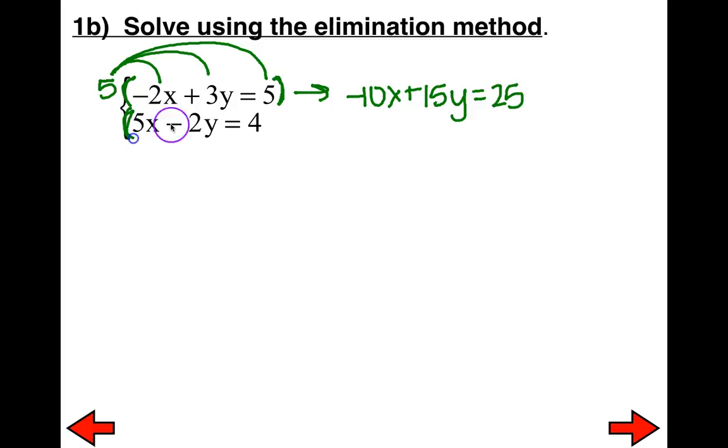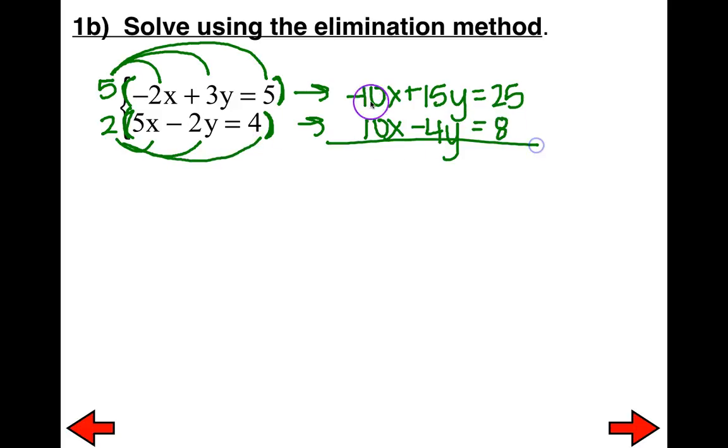Now here, again, we're still rooting for the lowest common multiple of 10. So I need to multiply this 5x by a 2. So this is going to give me a positive 10x. 2 times negative 2y is a negative 4y. 2 times 4 is 8. So this is going to cancel each other out, which is exactly what I needed, leaving me with just 11y equals 33. So I'm going to divide both sides by 11, and I'm left with y equals 3.